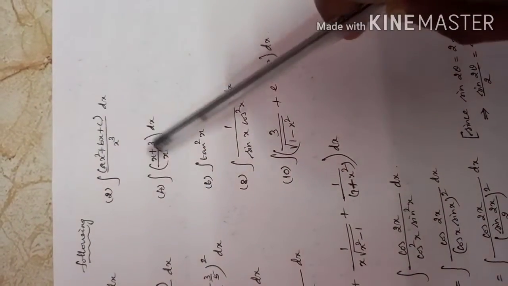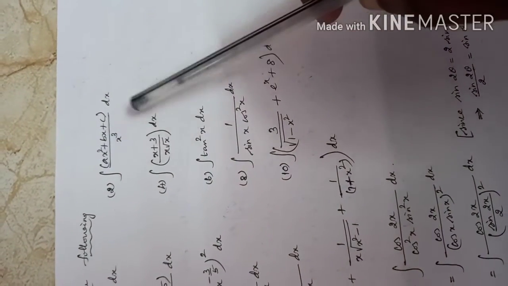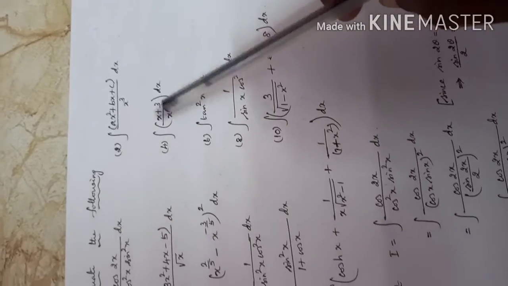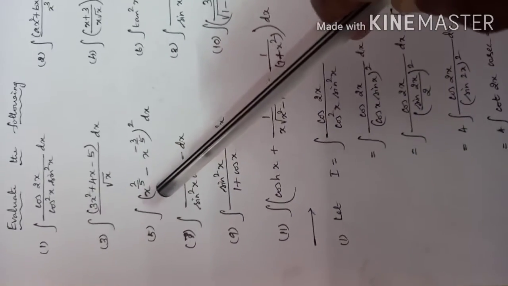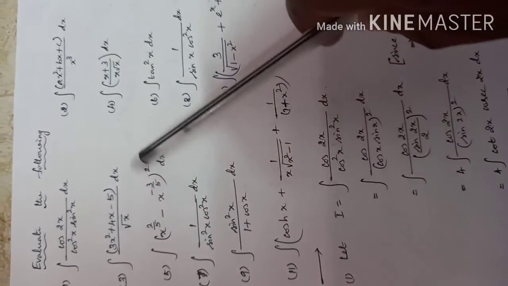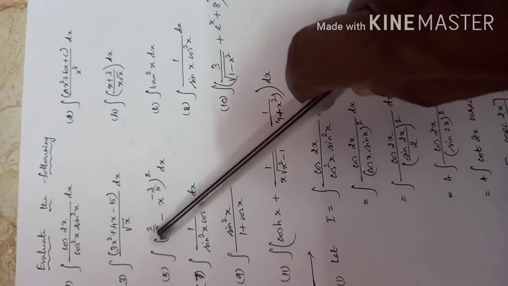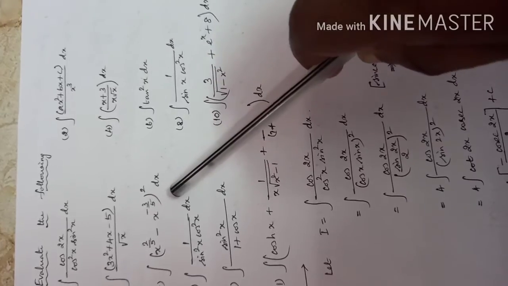Divide each term by x root x, take the term to the numerator, use the integral x power n dx formula, and get the answer. And here you look at this problem, use the a minus b whole square formula, then simplify, then integrate using the integral x power n formula.